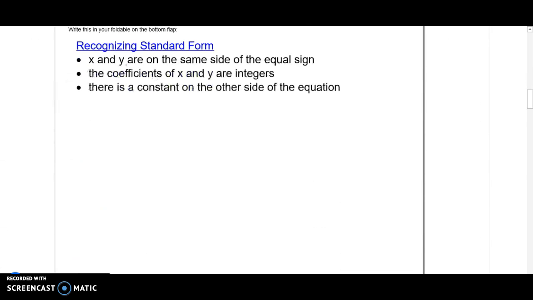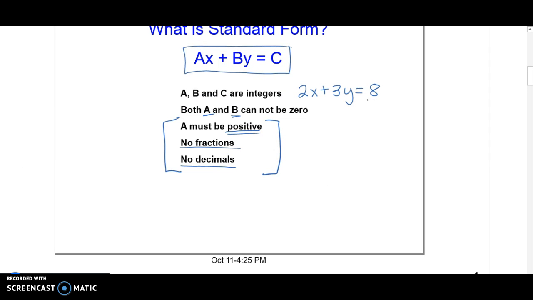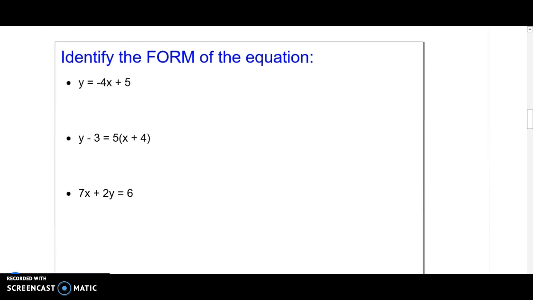Recognizing standard form, so x and y are going to be on the same side of the equal sign, the coefficients, so the numbers that come before x and y, are integers. And there's a constant on the other side. So again, if you look up at my example, this 8 is the constant. You notice that 2 and 3, the coefficients of x and y, are both integers.